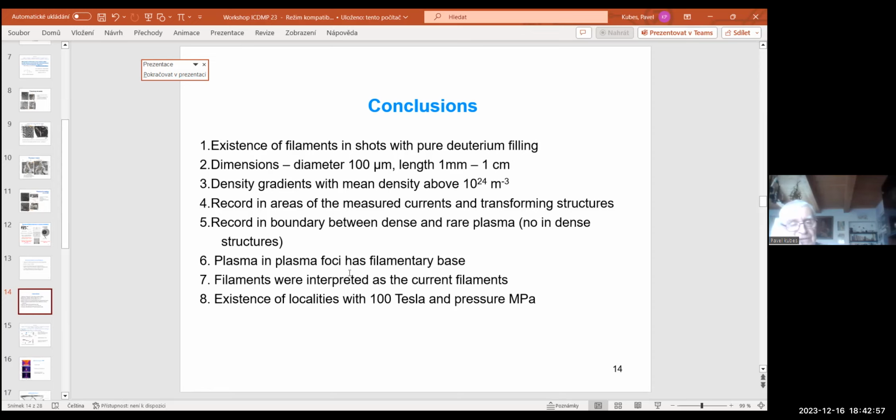Interpretation probably is that they are formed by plasma. Plasma in plasma foci has filamentary structure, and filaments can be interpreted as the current filaments. It may be connected with existence of localities with 100 Tesla and high pressure of megaamperes.